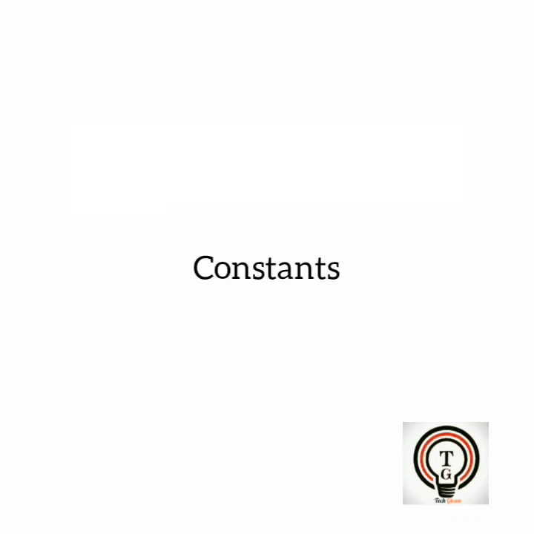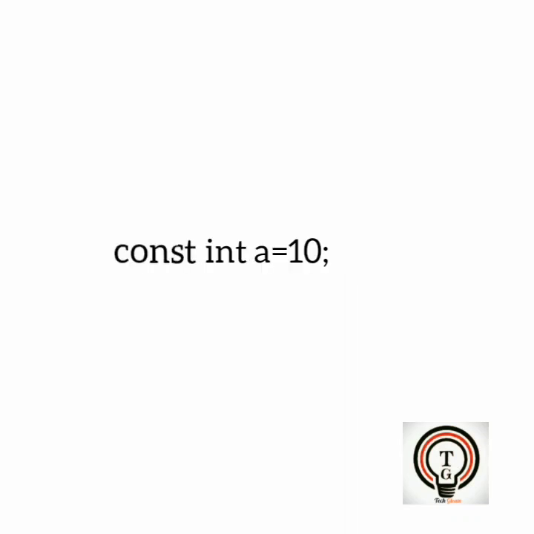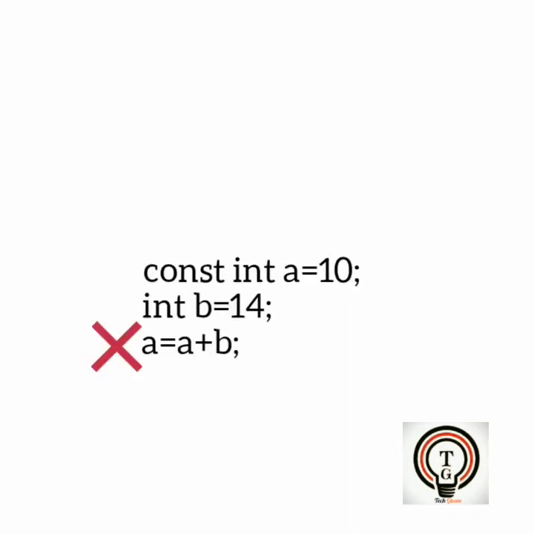Next comes the topic constants. Constants are the variables which have a fixed value and cannot be changed throughout the program. We can declare a variable as a constant using the keyword const. When we prefix any variable declaration with the const keyword, then the variable cannot be changed throughout the program. Even if we change the value, errors are thrown at compilation time.